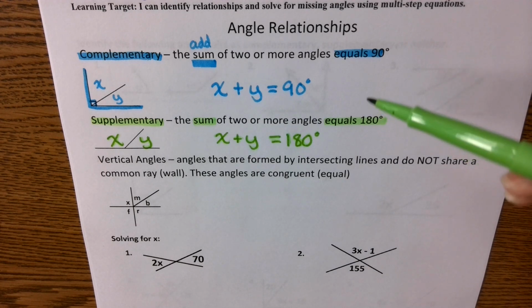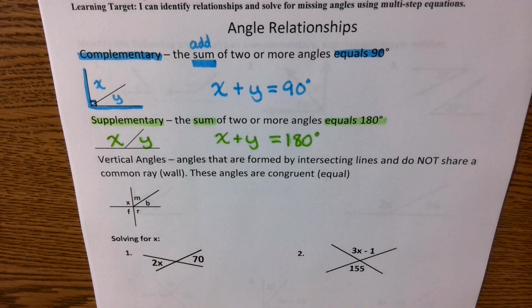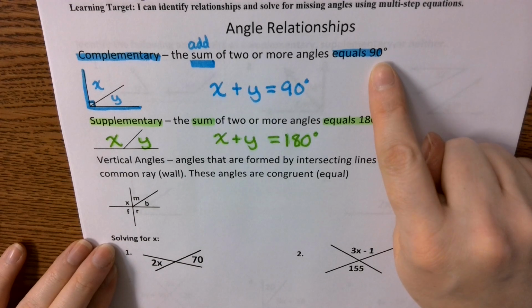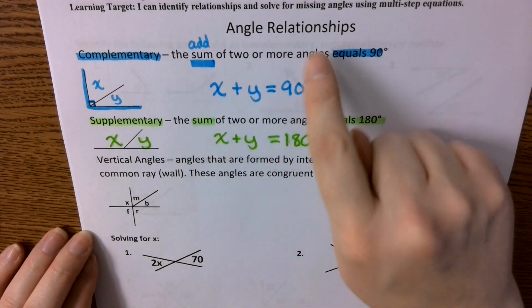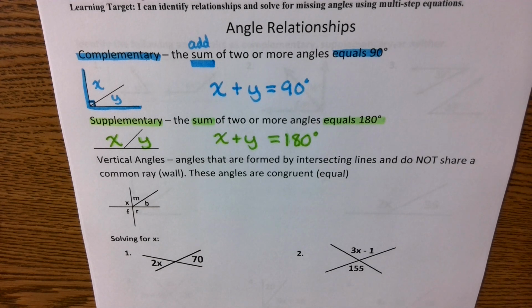Nope, it has to be exactly 180 when you combine them together. So these relationships are very, very specific. If your multiple angles are combined together and they do not equal 90 or 180, then they do not have one of these two relationships. They still have a relationship. They might just be adjacent angles, which we'll talk about later.